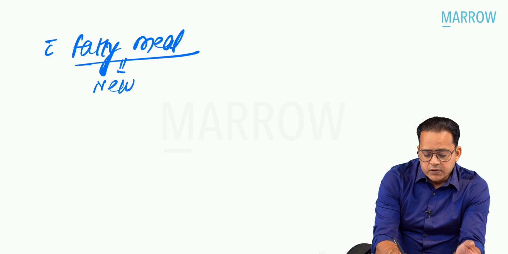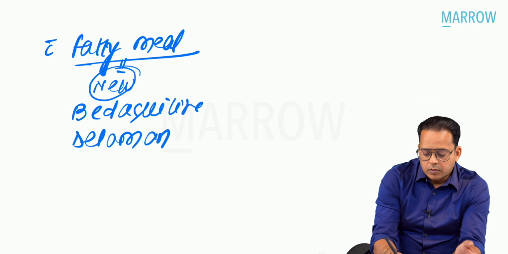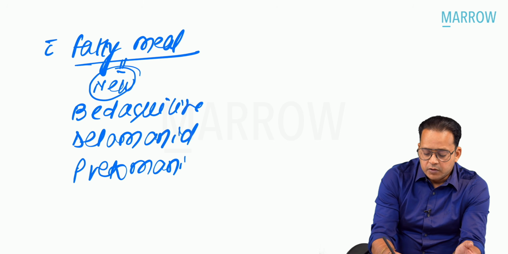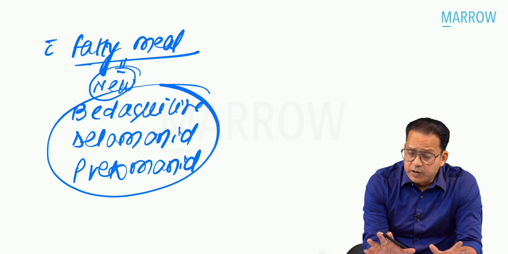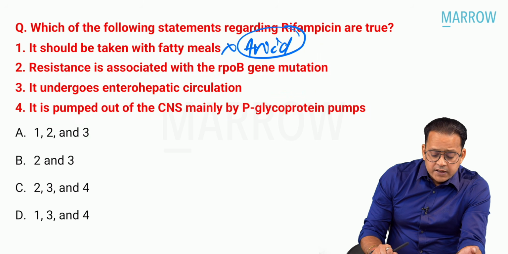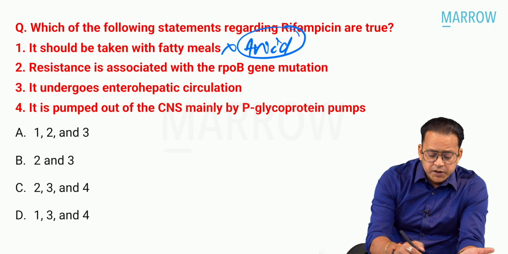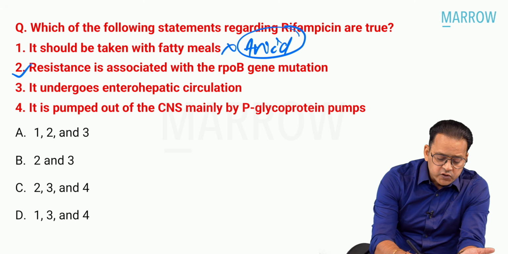these are new drugs in TB like bedaquiline, delamanid, and pretomanid. This is something I've taught you in Mero, guys, that these are 3 new drugs. One thing common about these drugs is they are to be taken with a fatty meal, right? Not rifampicin. Resistance is due to rpoB gene mutation. I've taught you this. This is correct. It undergoes enterohepatic circulation. That is also correct.